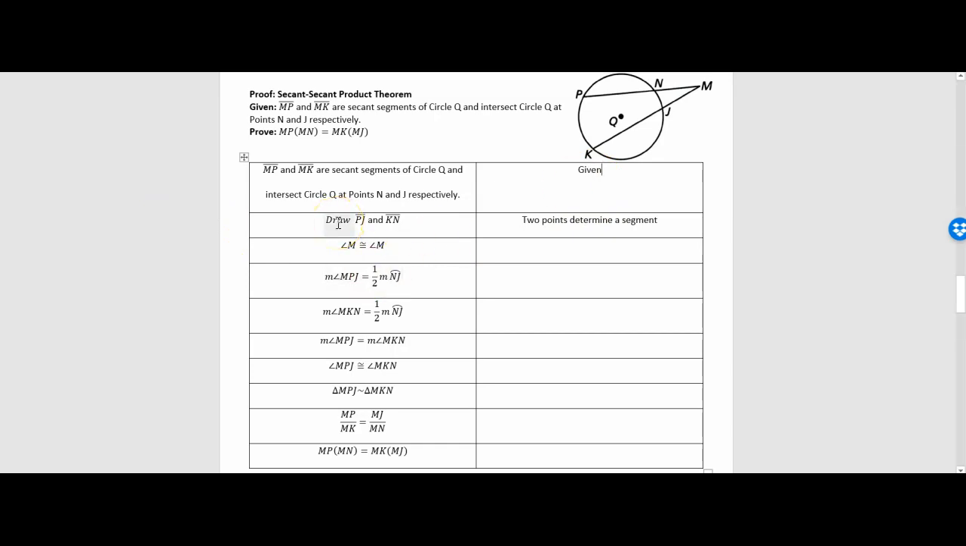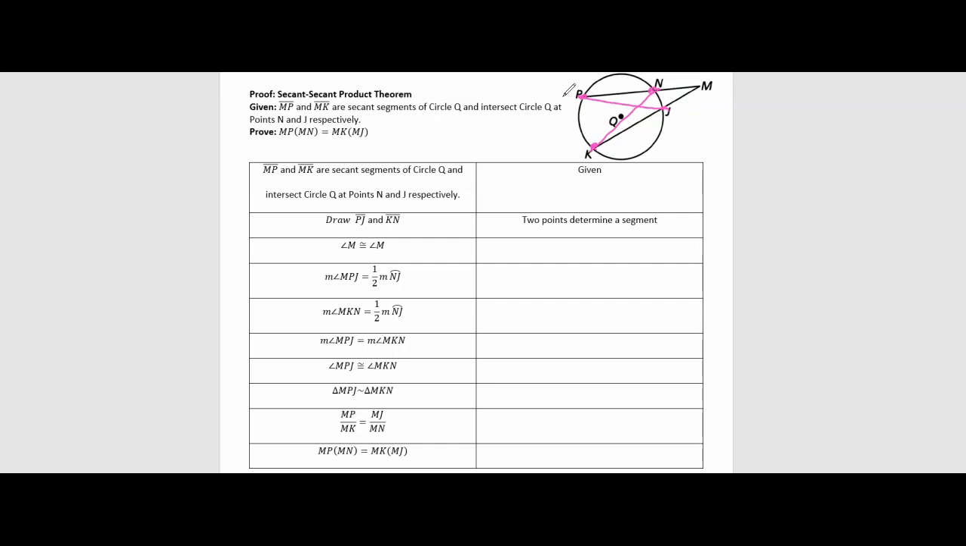Just like our last proof, we're going to draw in some extra segments here, some auxiliary segments. PJ and KN. Oops. And we're just going to say 2 points determine a segment. You could also say by construction.